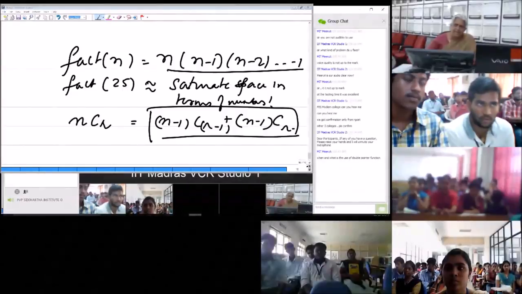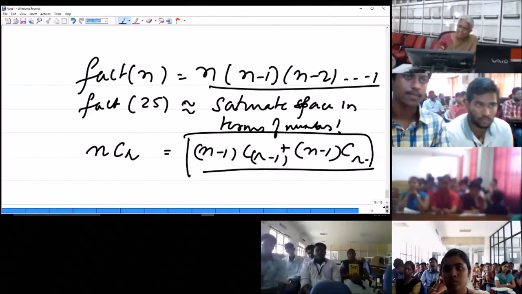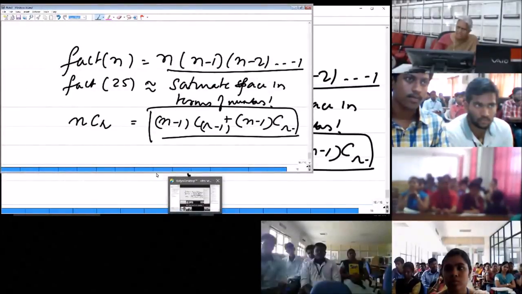The reason is that if I did this computation, for example, and did the n factorial computation, then it will run out of the space of the numbers. But here it's reducing the problem to smaller problems and solving each one of them. So nCr actually fits into the space of the number, but because of the way you have performed the computation, it does not fit in.